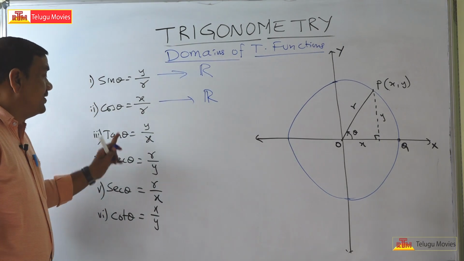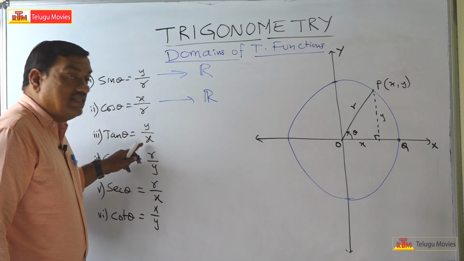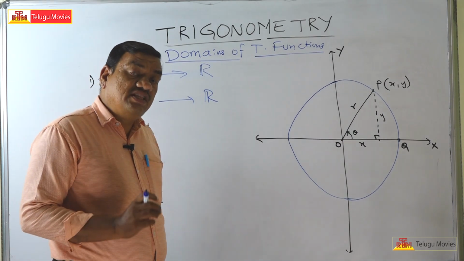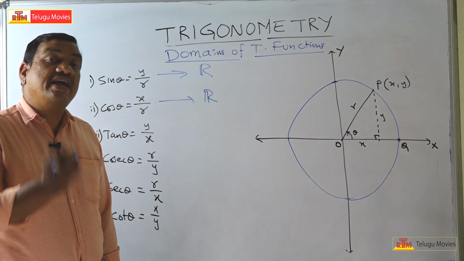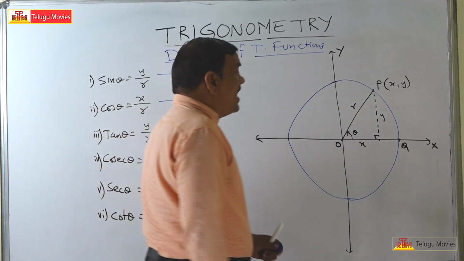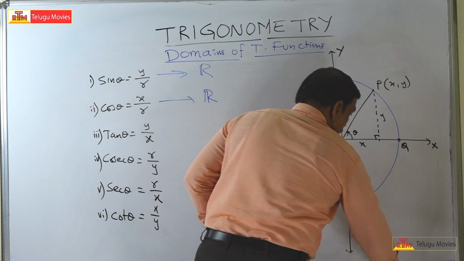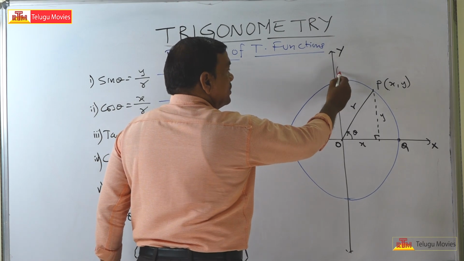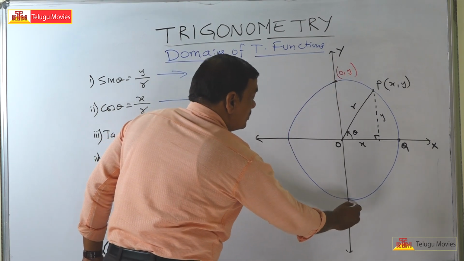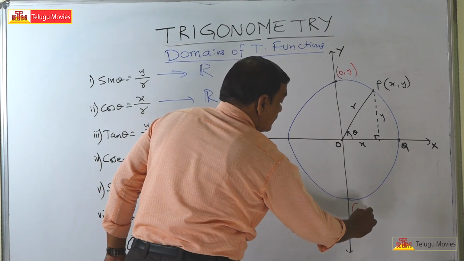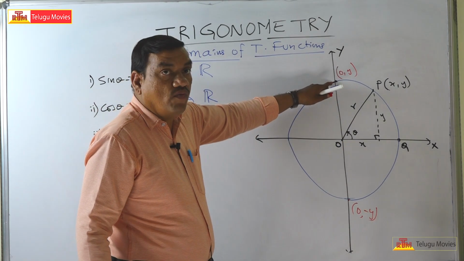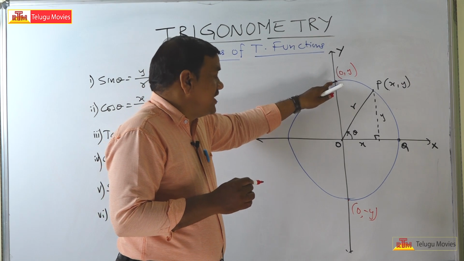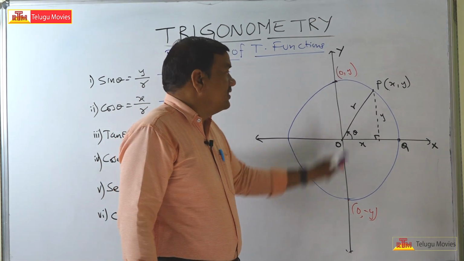Now coming to tan theta. In tan theta, see the denominator x. X cannot be equal to 0. First we will see where x will be 0. X will be 0 when the point P lies on the positive y-axis, that is 0 comma y, or on the negative y-axis. Then x will be 0.